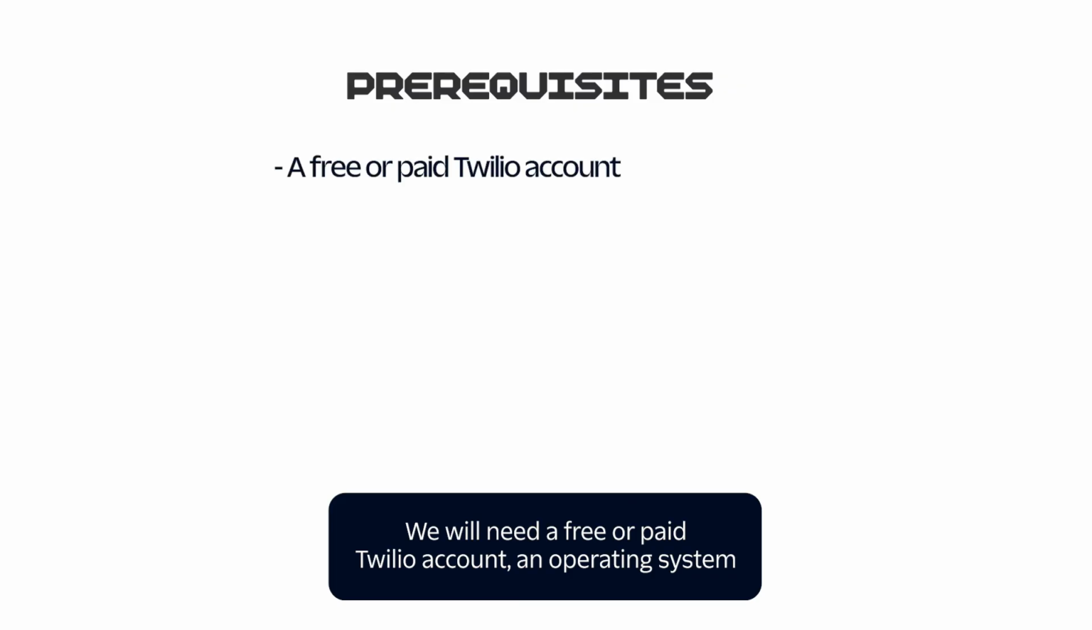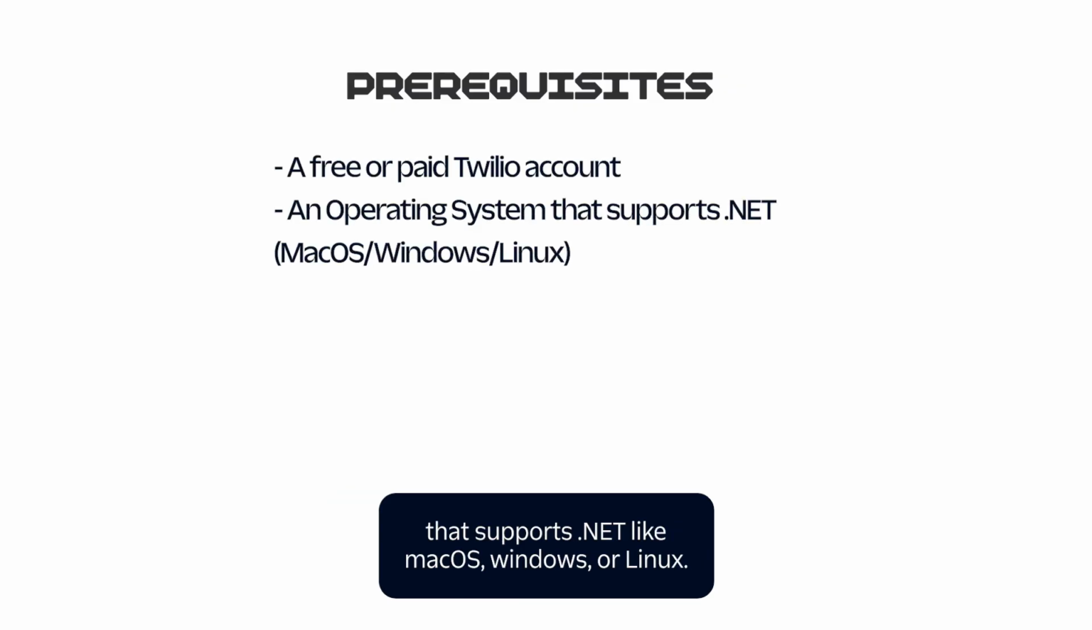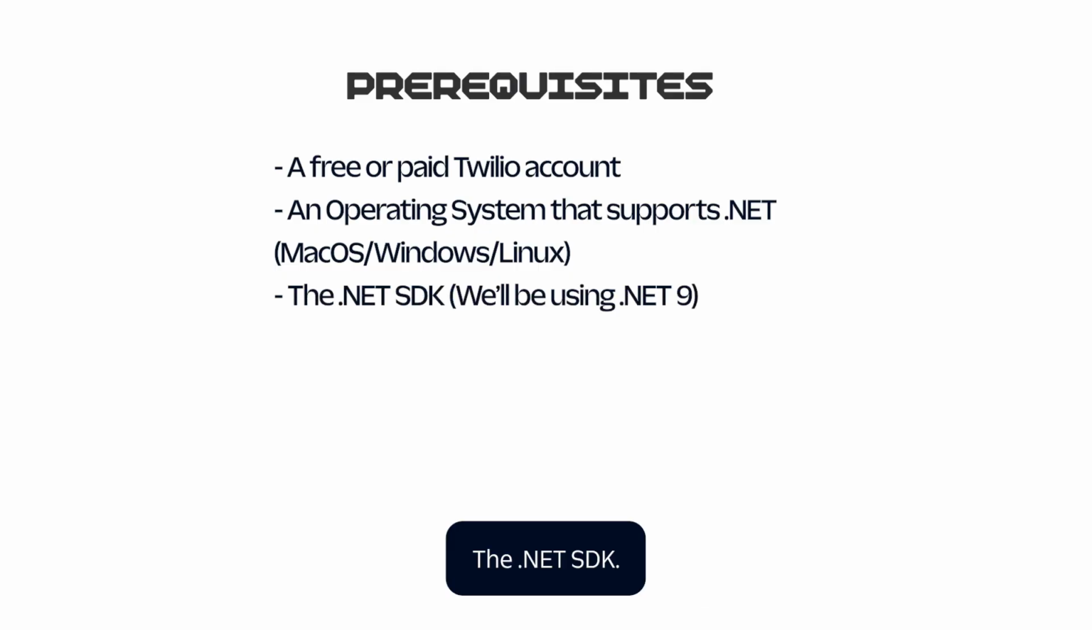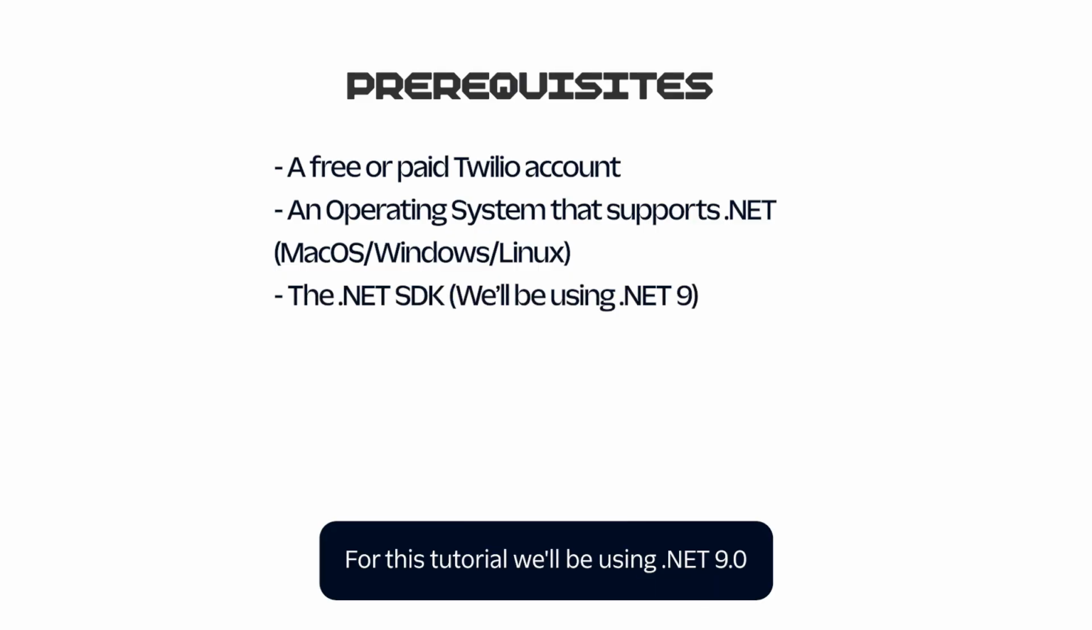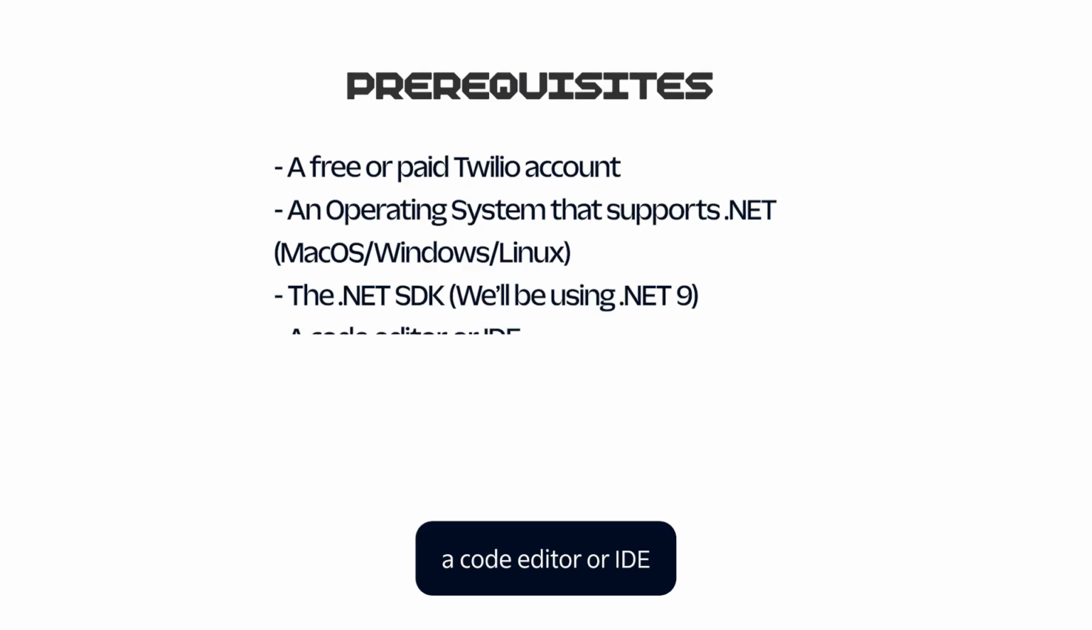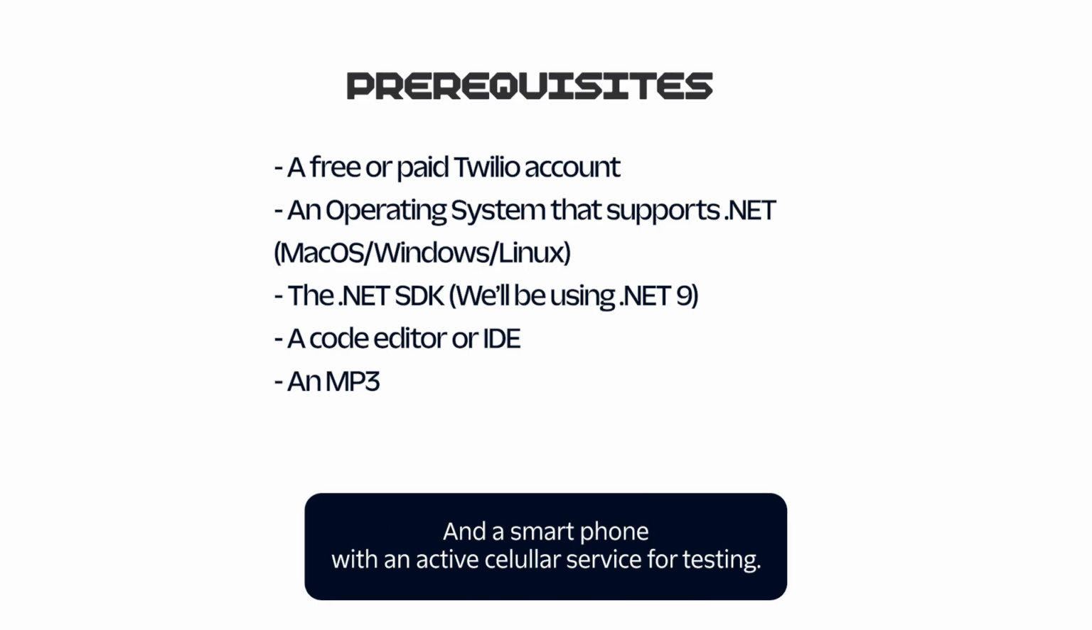We will need a free or paid Twilio account, an operating system that supports .NET like macOS, Windows, or Linux, the .NET SDK. For this tutorial, we'll be using .NET version 9, a code editor or IDE, and an MP3 you want to use, and a smartphone with an active cellular service for testing.